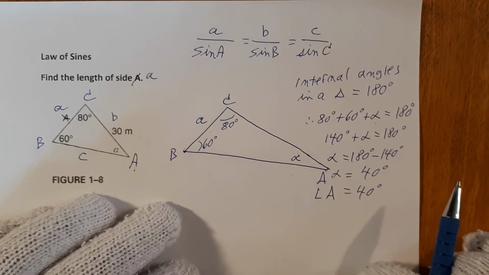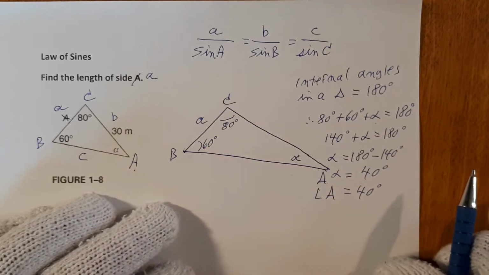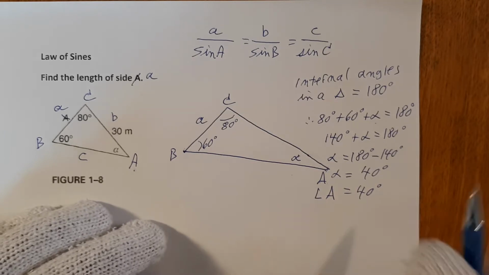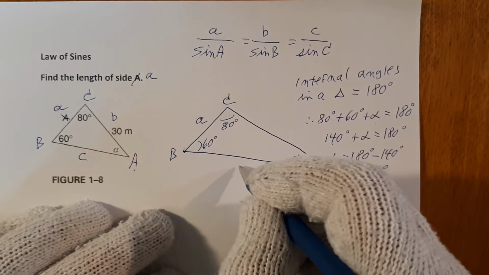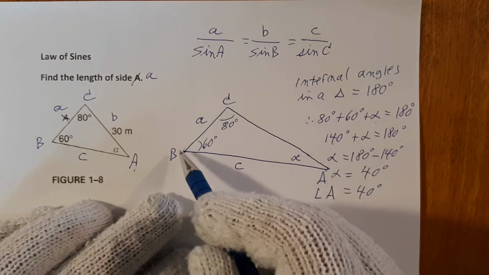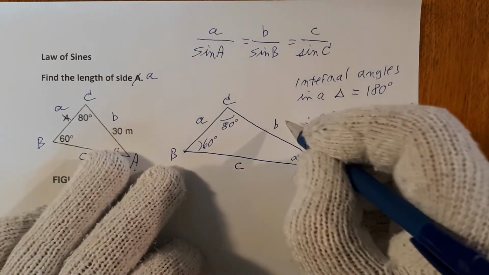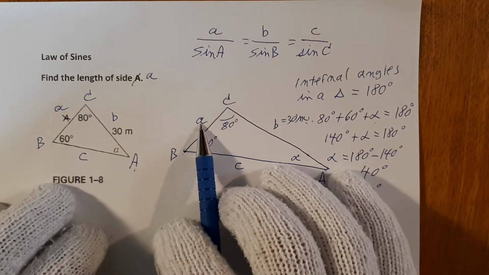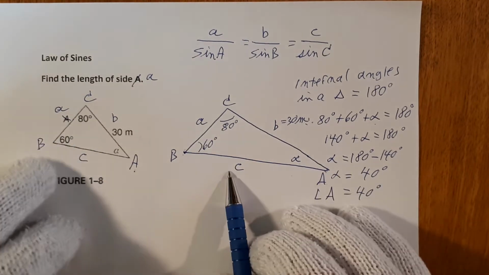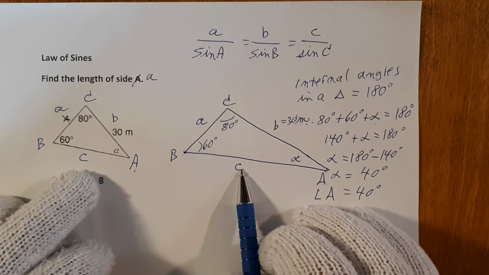Now let's see what it is that we know, because we can only use two of these equations with respect to each other. What is it we want to find? We want to find a. This is length c. If that's capital B, this then would be length b, and length b is 30 meters. Length a we don't have, and length c we don't have.